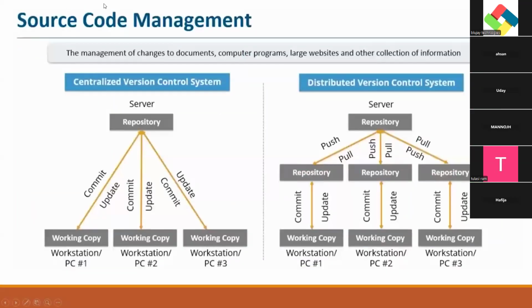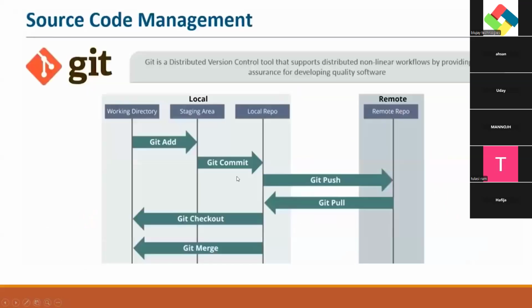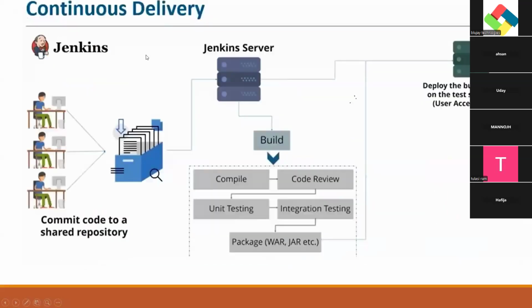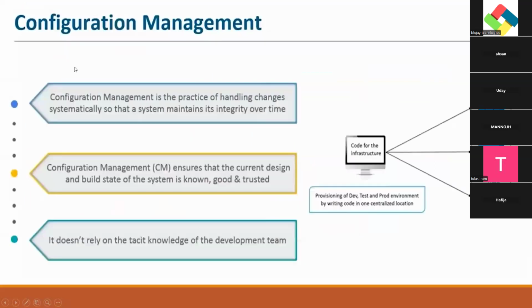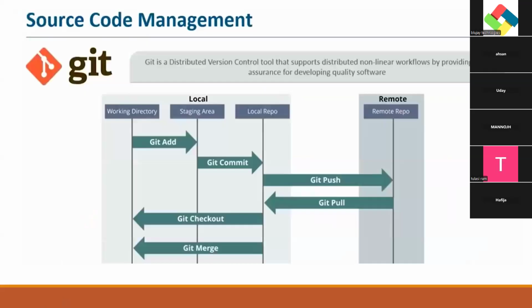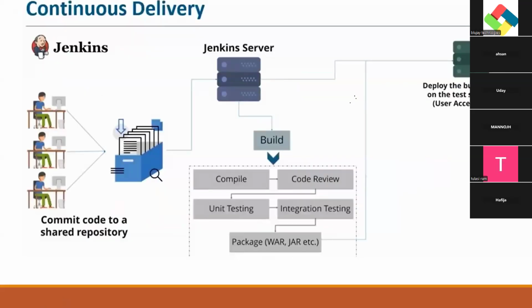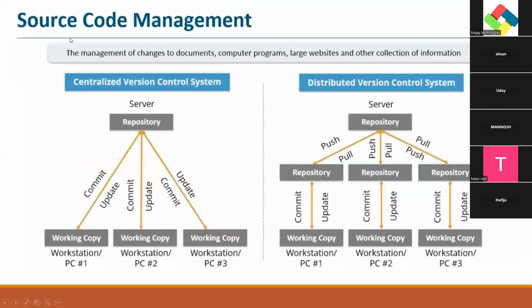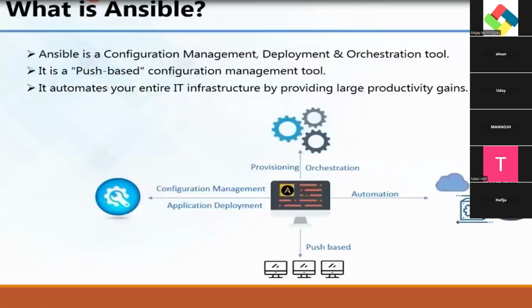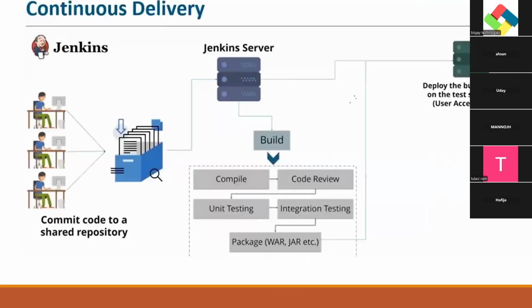Okay. So the source code management, this is CVCS, DVCS, we will discuss Git, guys. Continuous delivery, right? We forgot one, continuous integration, guys. So continuous integration and continuous delivery.